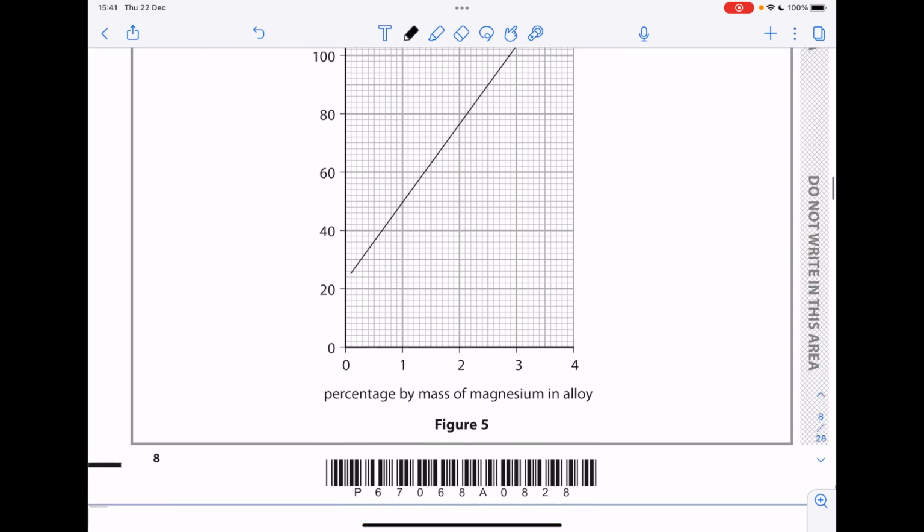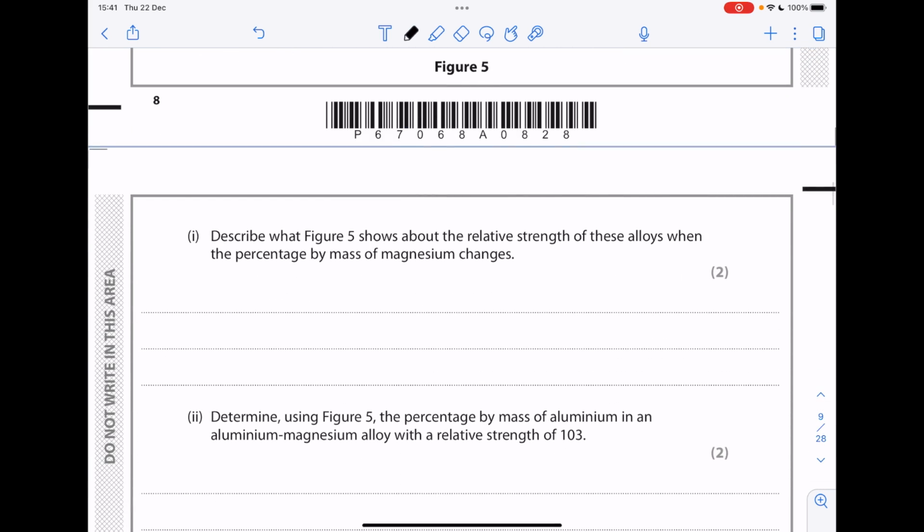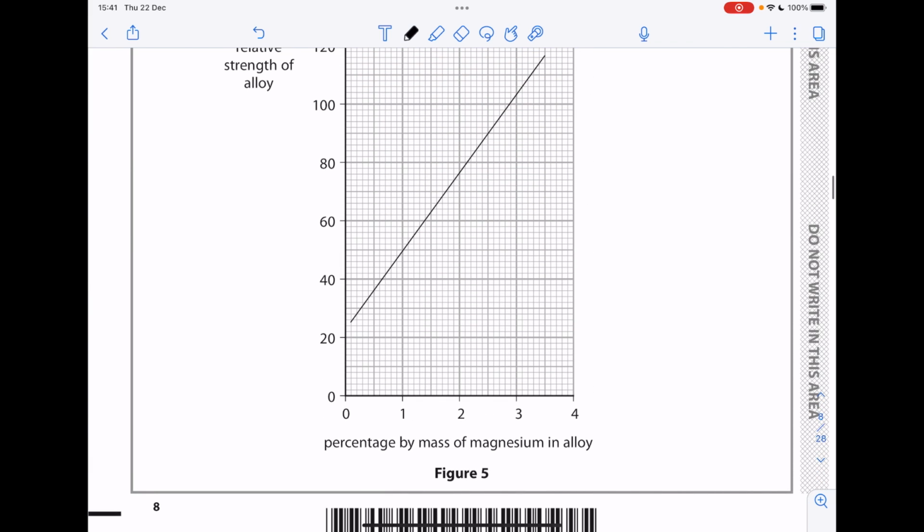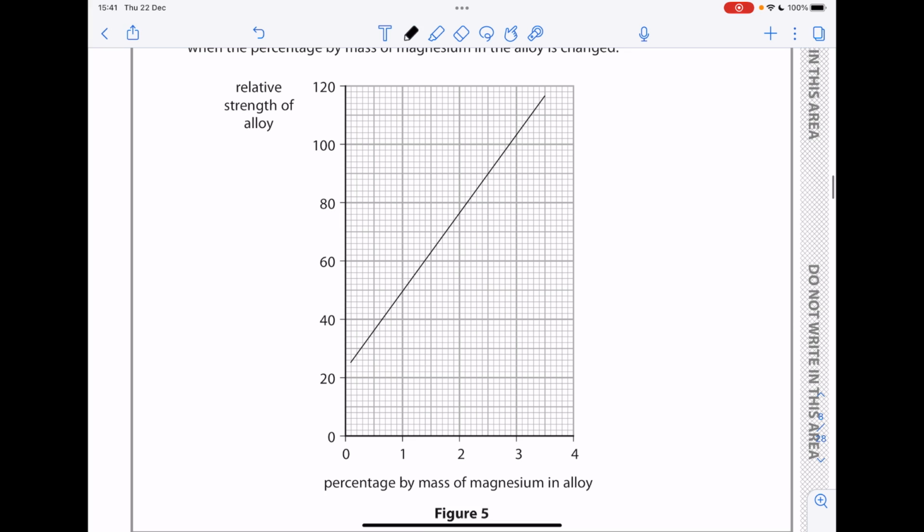Figure 5 shows a graph of the relative strength of aluminium-magnesium alloys when the percentage by mass of magnesium in the alloy is changed. Describe what figure 5 shows about the relative strength of these alloys when the percentage by mass of magnesium changes. You can see that as the percentage by mass of magnesium increases, the strength increases, and look, it's a straight line, it's a linear relationship.